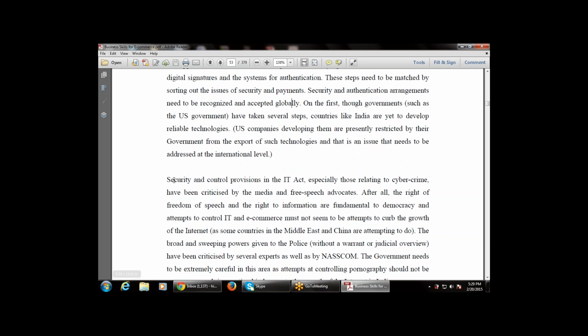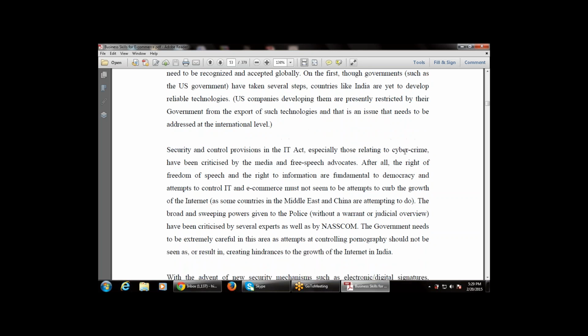Next is security and control. The provisions in the IT Act, especially those relating to cyber crimes, that is any crime committed over the internet, have been criticized by the media and free speech advocates.